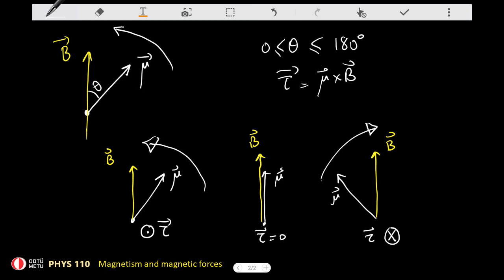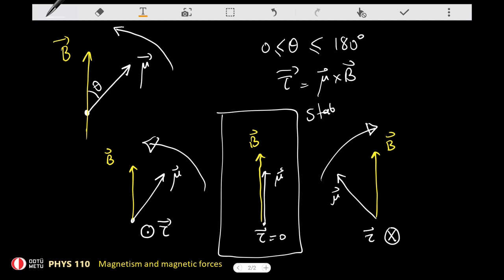So you can see that in all of these cases, the dipole moment vector tries to be parallel to the magnetic field, so it just wants to orient along that direction. So this kind of tells us that this orientation in here is the stable equilibrium position. This is stable equilibrium.